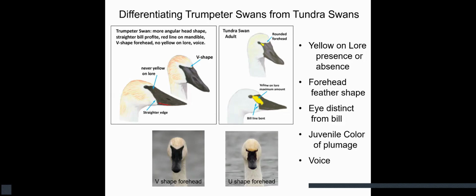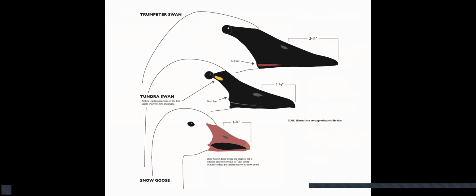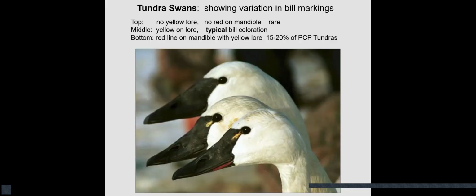Looking at the bottom, you'll see front-on pictures of a trumpeter swan on the left side and a tundra on the right, showing that characteristic. Here are life-size drawings, to scale for this presentation, of a trumpeter, a tundra, and a snow goose. The snow geese always have a pink bill with a black grinning patch, and they always have black wingtips. Again, we have the bent line back here with the tundra and the more curved line with the trumpeter.